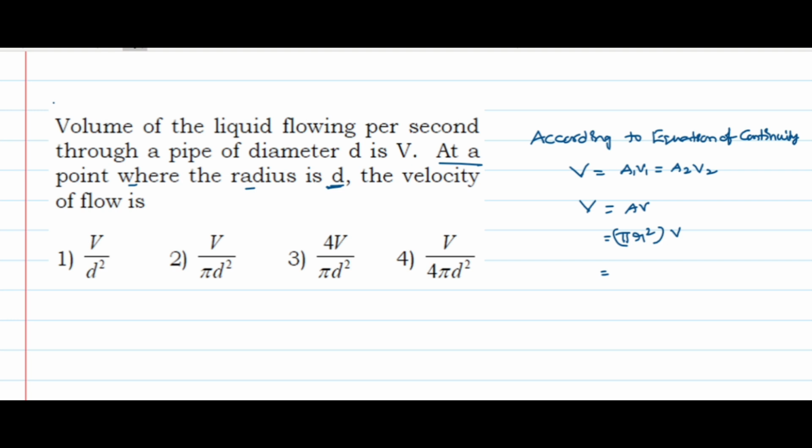So instead of radius, here d is given. So we need to substitute pi into d square into its velocity. This is the volume of the fluid flowing per second. Then we require the velocity, so v equals the volume of the fluid flowing per second divided by pi d square. So this will be the correct answer: V by pi d square.